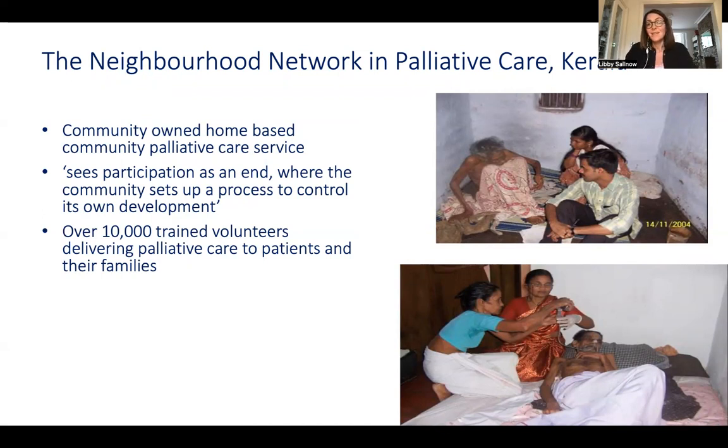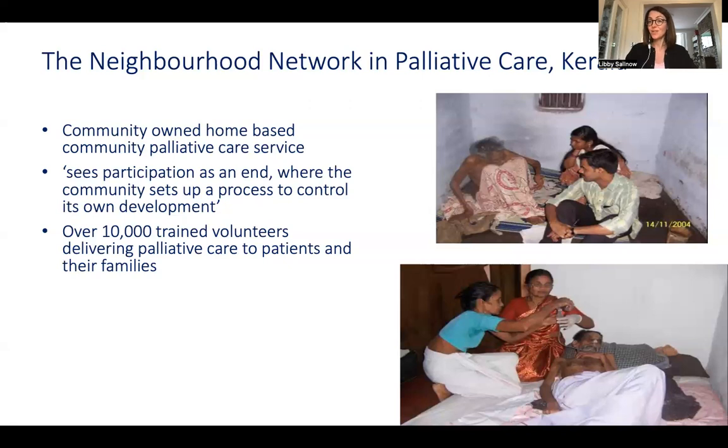And the key thing is it's not only looking up. Often you can ask for volunteers to input into something that's run by a hospice, but actually is really led by professionals, and they just fill in the gaps. Whereas this is really about seeing participation of the community as an end in itself, where the community sets up a process to control its own development.